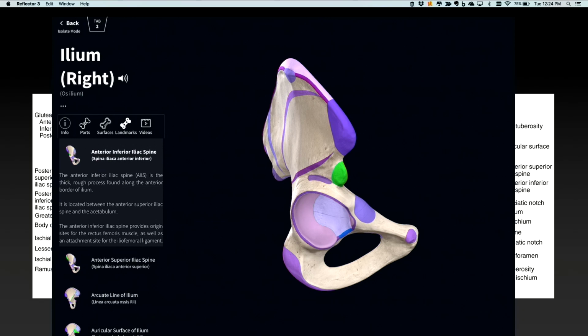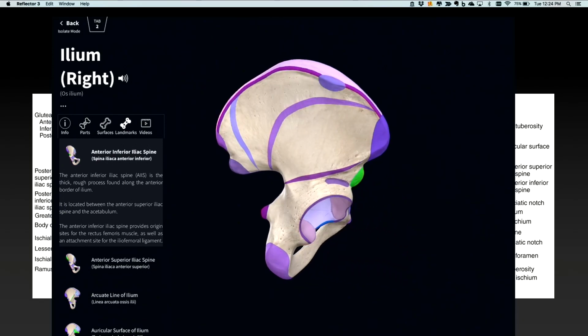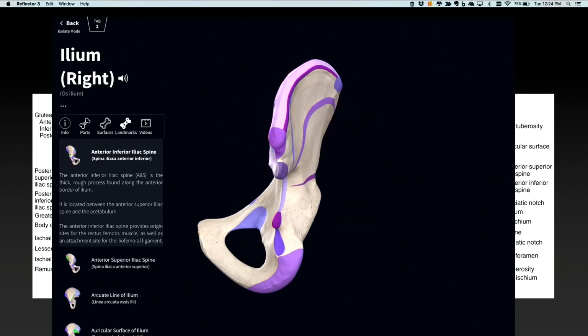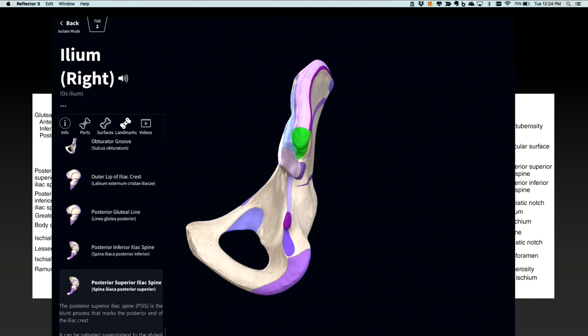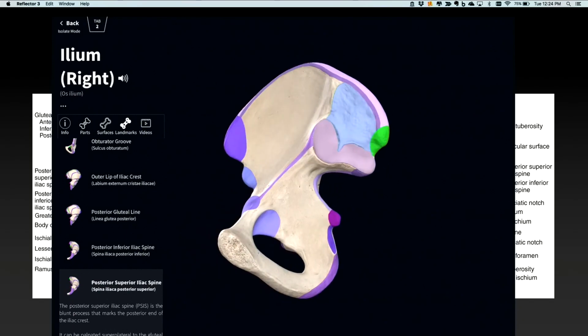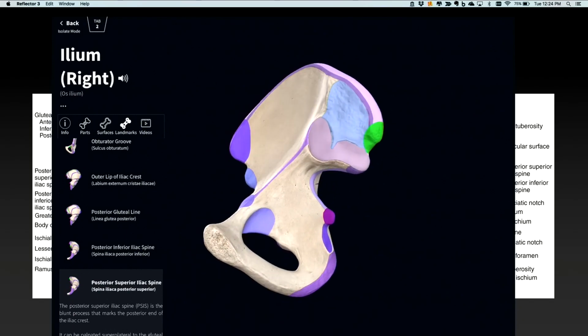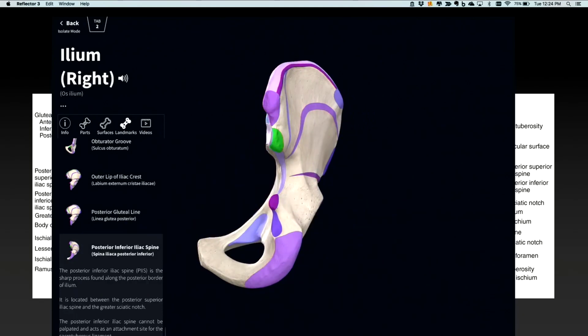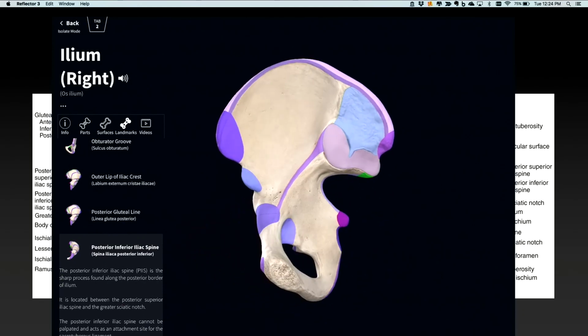So the name gives away what we're looking for. And these are paired with a complementary set of spines on the posterior aspect of the ilium. Their names you can probably guess. Posterior superior iliac spine and posterior inferior iliac spine. So those are clearly observable.